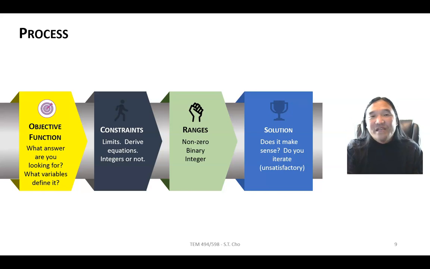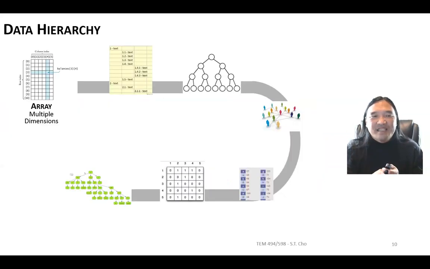The process that we go through looks a lot like the optimization programs that we were doing with Solver. And those Solver programs are referred to as linear programming. We need an objective function. We have constraints. There's a range of values we can use. And we always want to do a sanity test at the end.